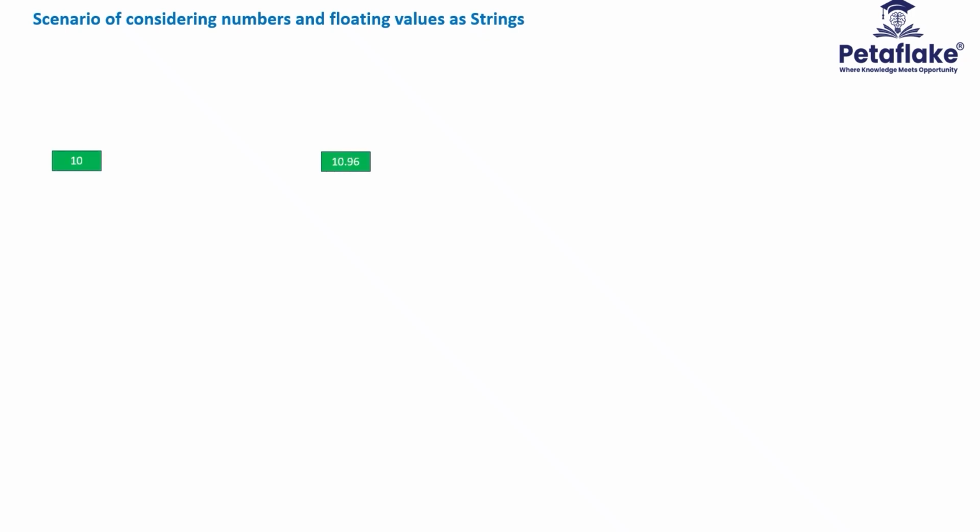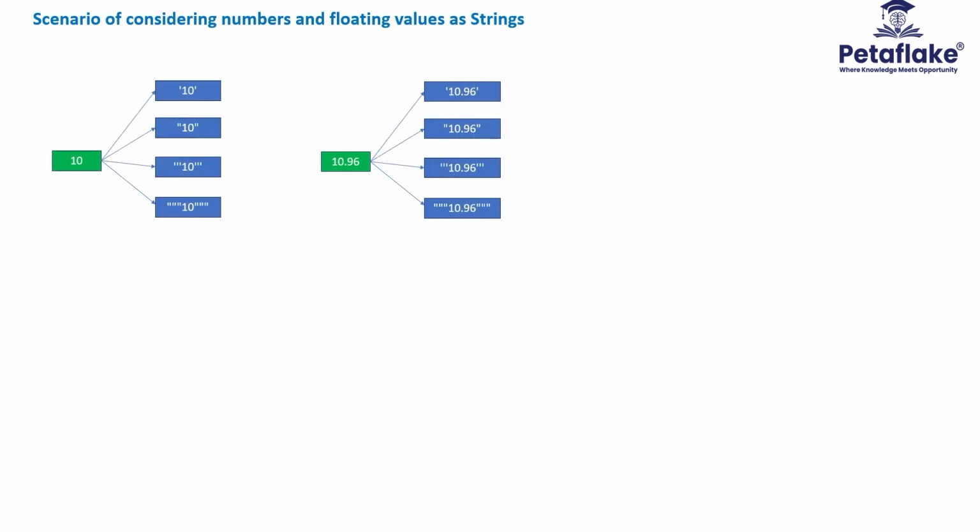Let's understand the scenario in which numbers and floating values are considered as text values or strings. Python interpreter understands the given values as integers and floating values only if the values are provided directly without enclosing the values either between single quote or between double quote. In case we provide the integer or floating value enclosed between single quote or double quote, Python interpreter simply considers the value as a string or text.